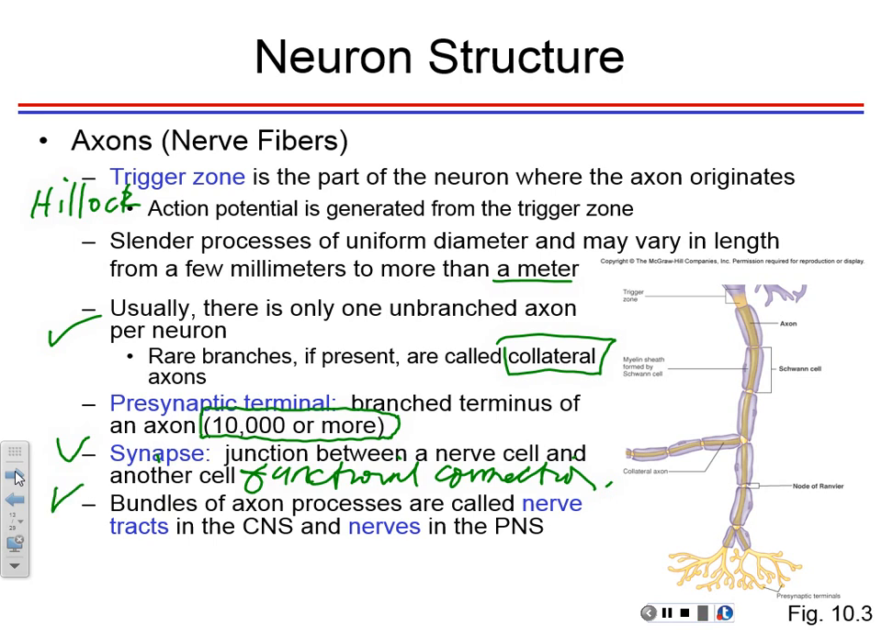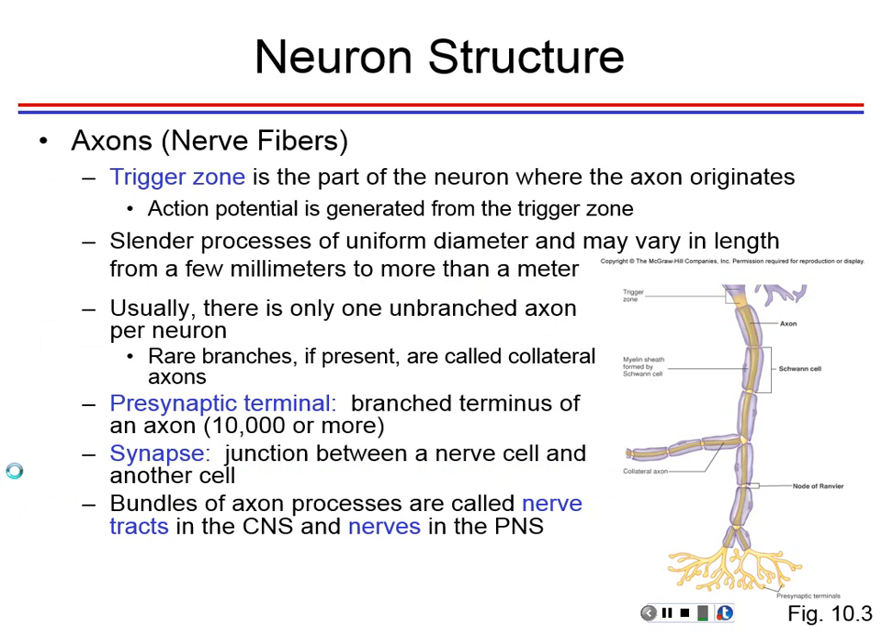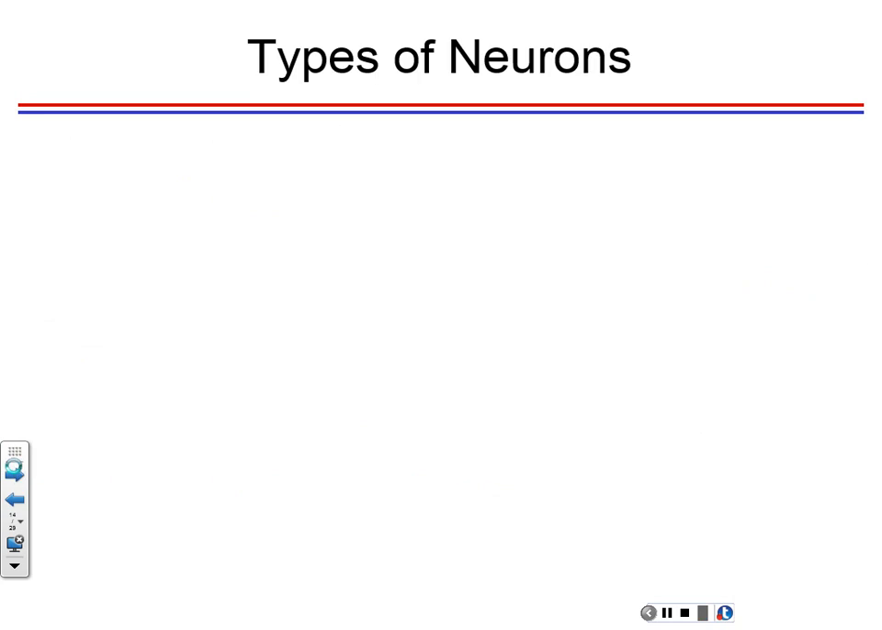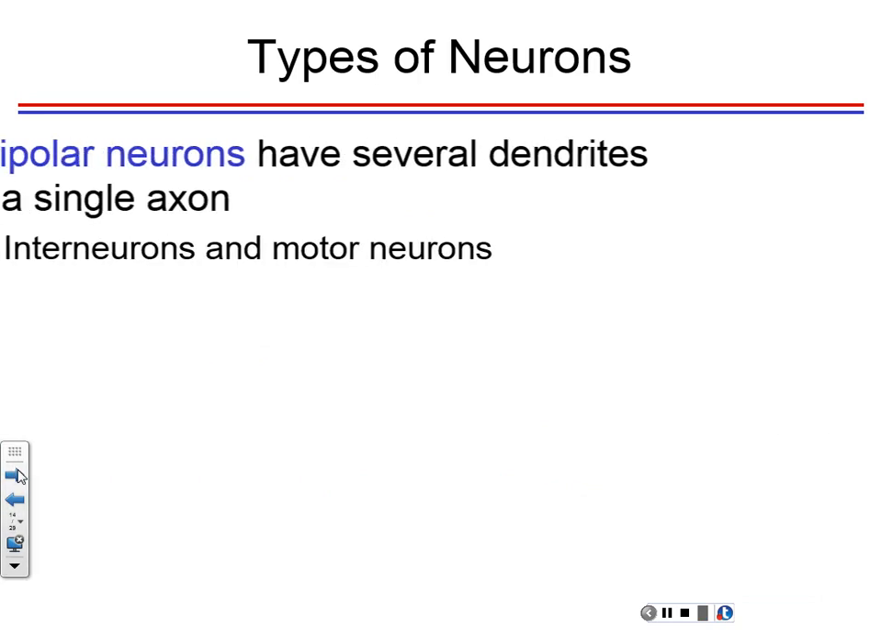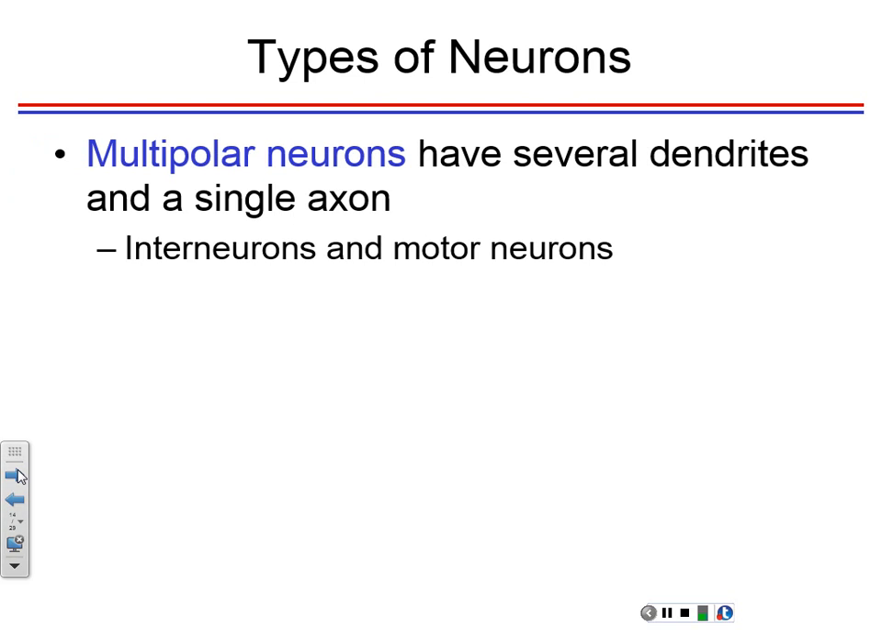So you got to know that tracts are in the CNS, and if I say what are tracts, you'll be able to tell me, oh, these are axon bundles in the nervous system, in the central nervous system. And they form part of the white matter too, if they're myelinated. All right? And then nerves are in the periphery, like the spinal nerves, like the cranial nerves. All right? So now we talk about the shapes of these neurons.